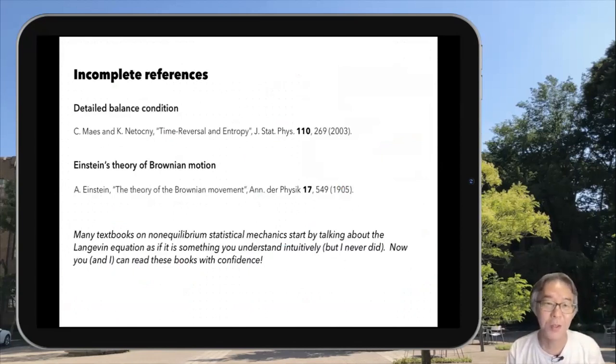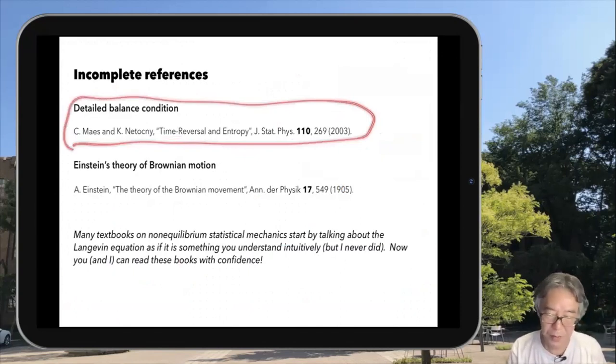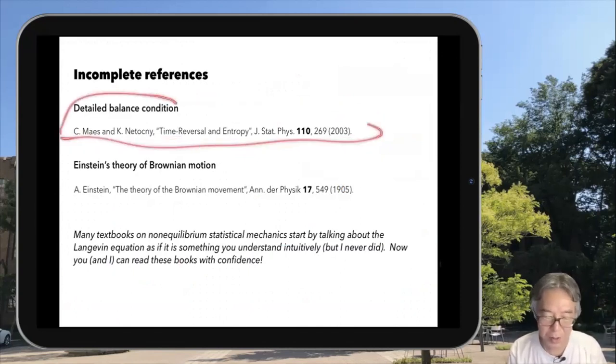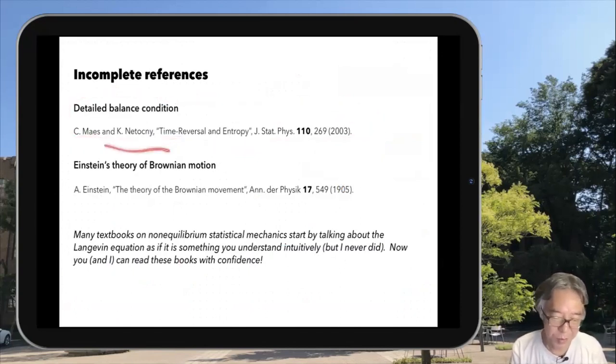So let me continue. We considered the detailed balance condition in the beginning, but actually I still don't know who was the first to point out this kind of relation coming from fluctuation theorem type consideration. But I think in this paper by Christian and Carler, they have explicitly this relation. And Einstein's theory of Brownian motion was, of course, developed by Einstein and published in 1905.